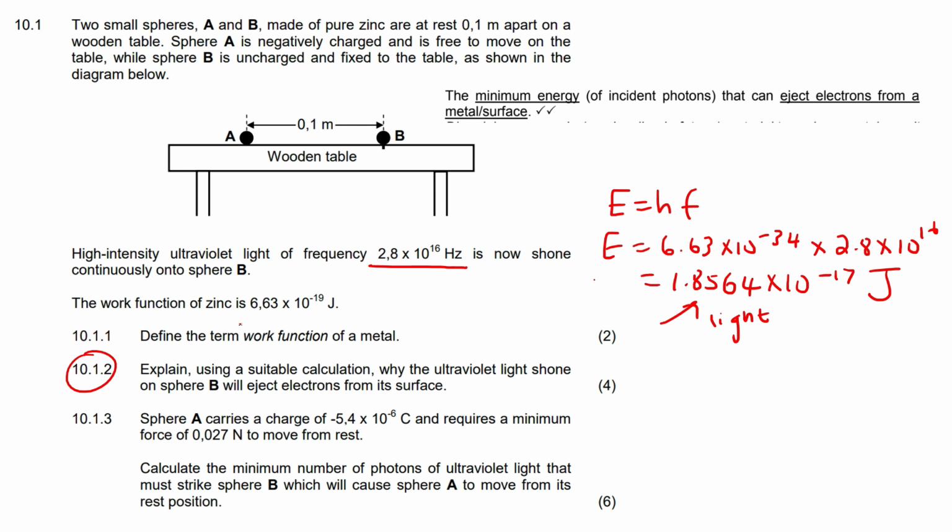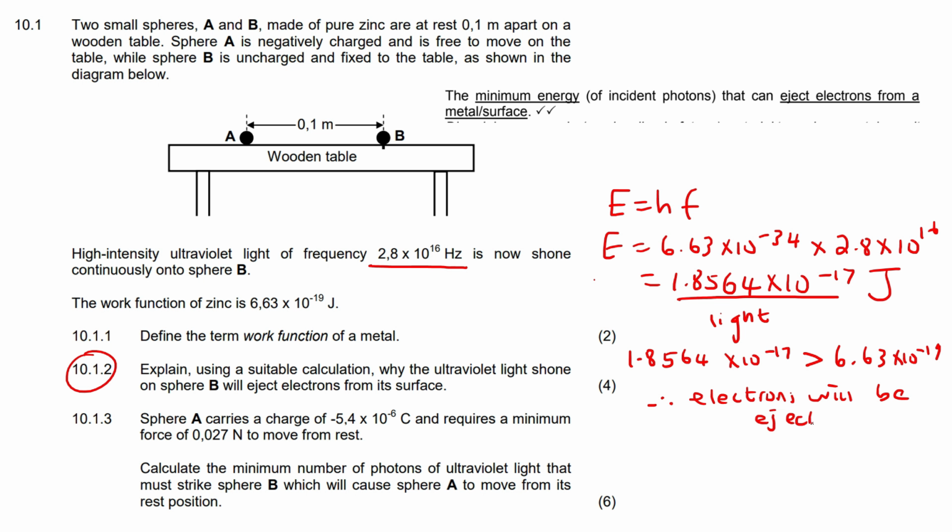Now, the work function of zinc is 6.63 times 10 to the negative 19. What that means is that if you want to remove electrons from zinc, you need at least this amount of energy. But can you see that this number, which is the energy of the light, is a bigger number than this? So we could say 1.8564 times 10 to the negative 17 is bigger than 6.63 times 10 to the negative 19. So therefore, electrons will be ejected.